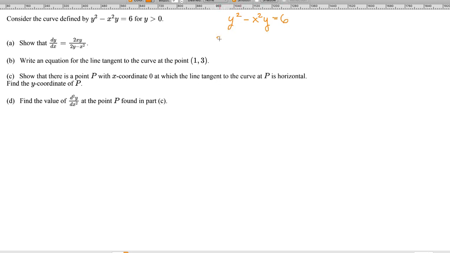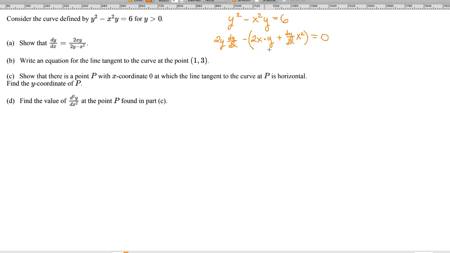The derivative of y squared is 2y dy/dx, minus, now here I have to use the product rule. This is a product, x squared times y. The derivative of x squared is just 2x times the other function, y, and I want to put this in parentheses, plus the derivative of y, which is dy/dx, times x squared, equals the derivative of 6, which is just 0, since it's a constant.